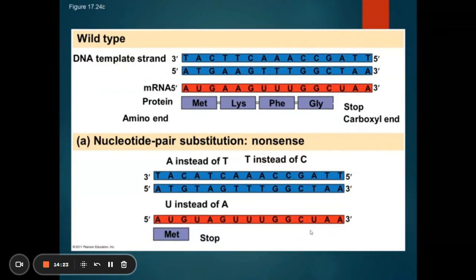And then we have a nonsense mutation. So instead of met-lys-phe-gly, we have met-stop. Well, that's obviously going to be a non-functional protein altogether. Everybody see the difference between the 3? Any questions?